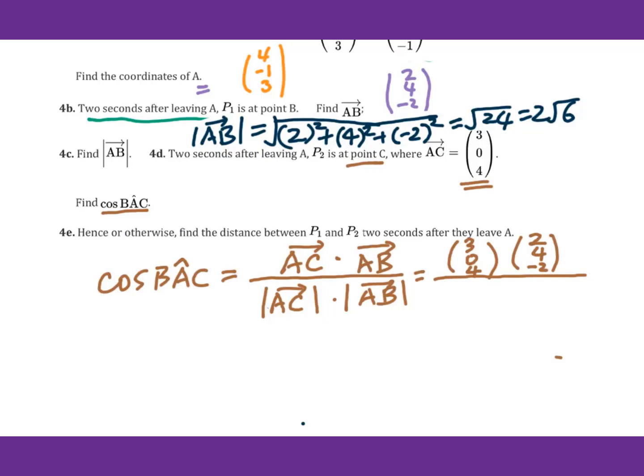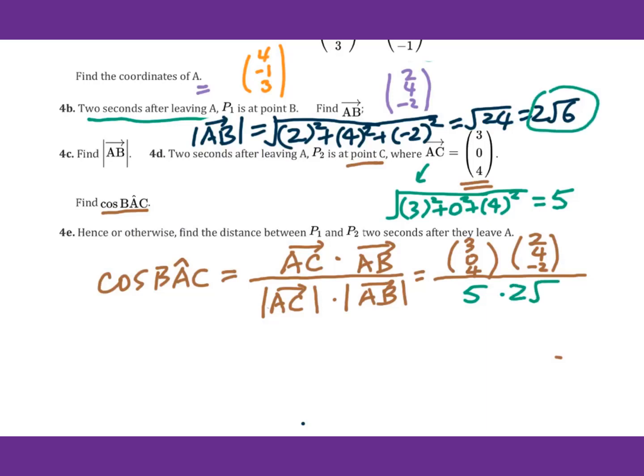Magnitude of vector AC, we need to work that out here. You have 3 squared plus 0 squared plus 4 squared. You will get square root of 25, that's 5. So 5 times the magnitude of vector AB, it's here, 2 square root of 6.